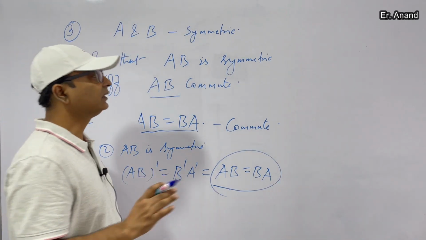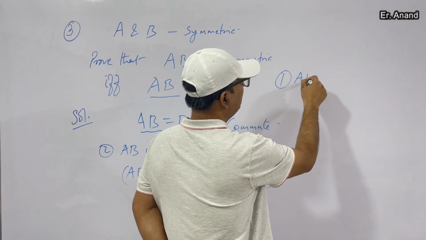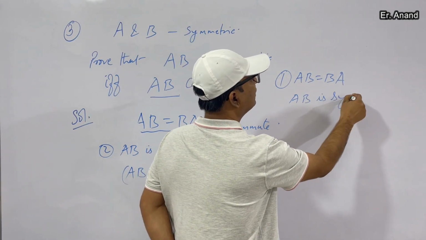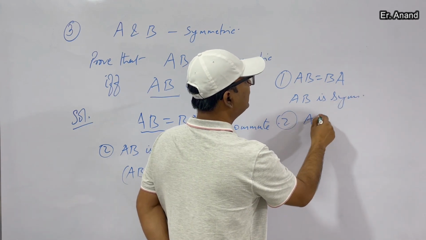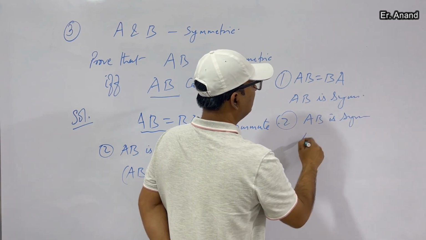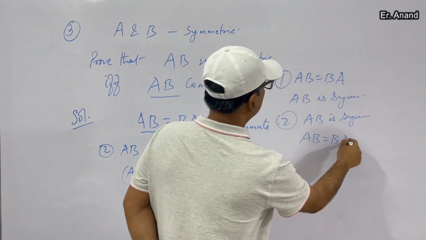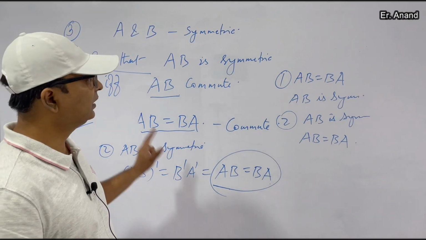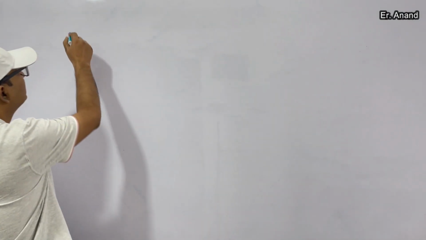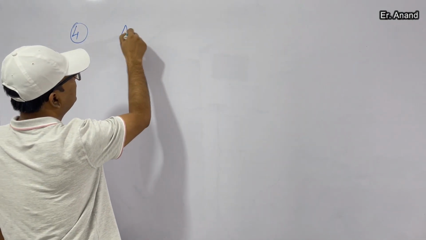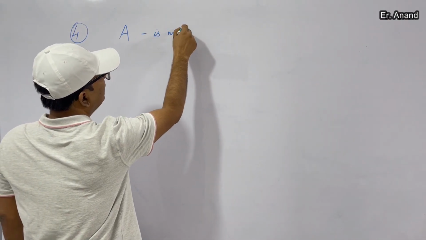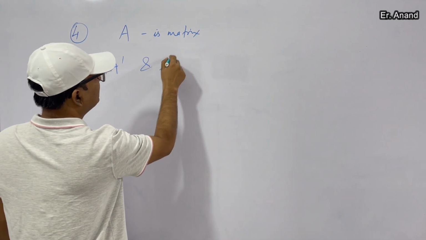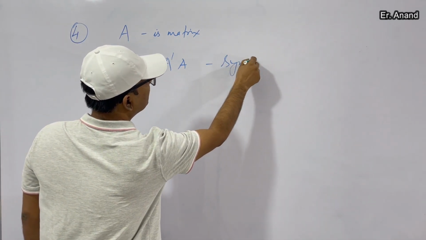So we have proved, first, that when AB is equal to BA, AB is symmetric, and second, that when AB is symmetric, AB is equal to BA. Therefore, we have proved that AB is symmetric if and only if A and B commute. Clear? The next question says A is a matrix. We have to prove that AA dash and A dash A are symmetric.